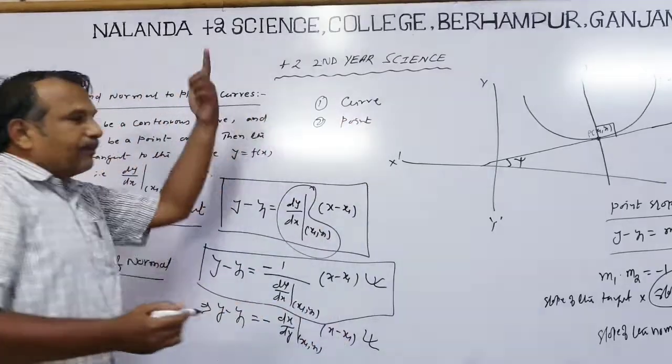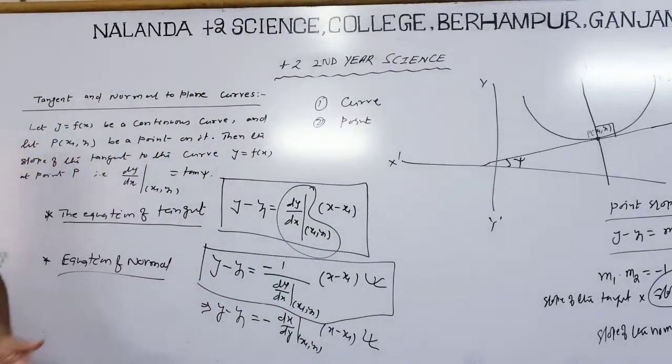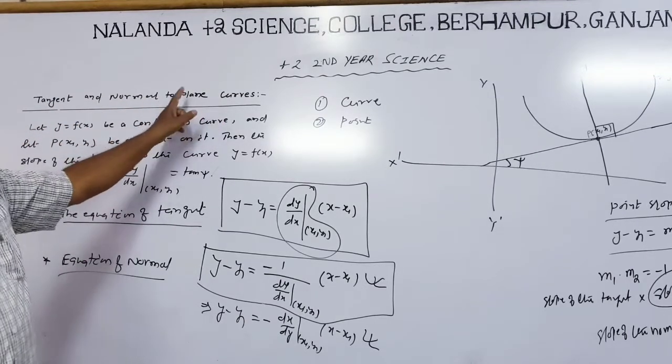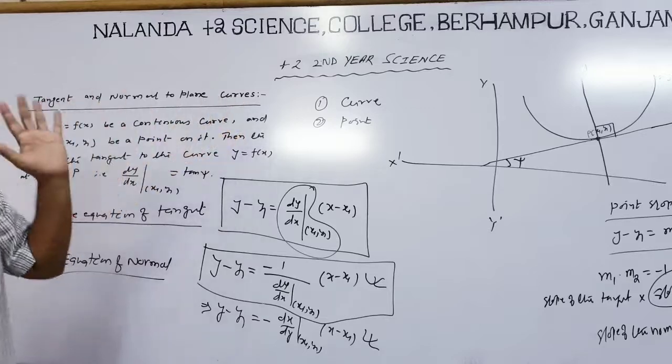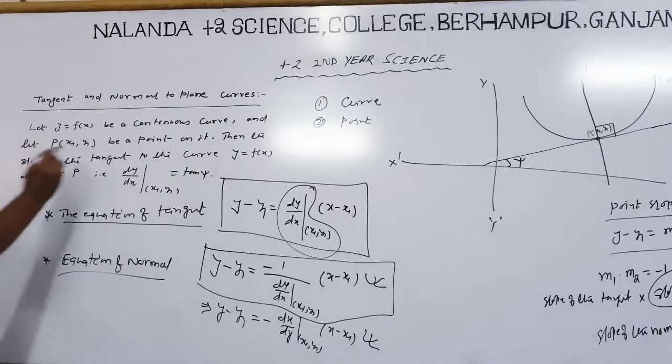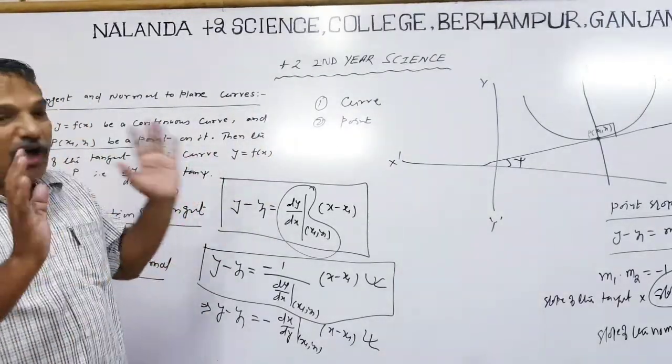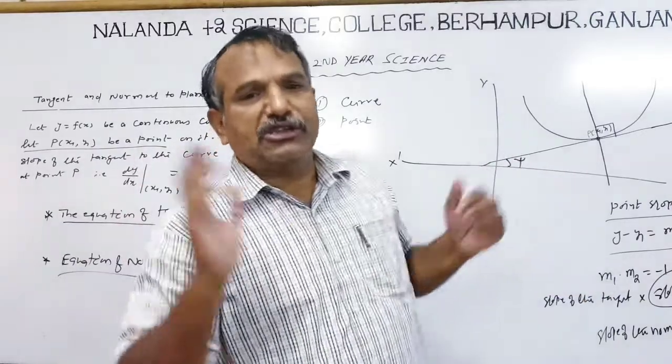Okay. So then find the equation of tangent. Tangent and normal to a plane curve at a given point. Now this is a given point. These two are very important. Suppose the curve is given and the point is not given.